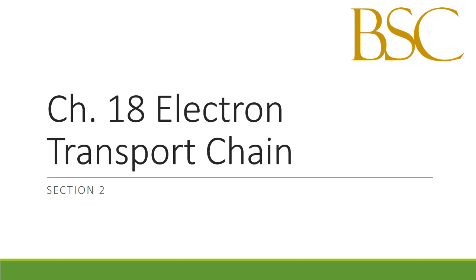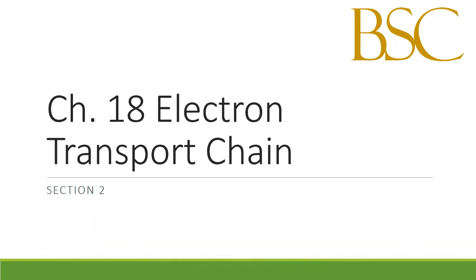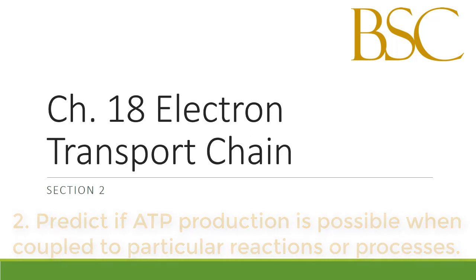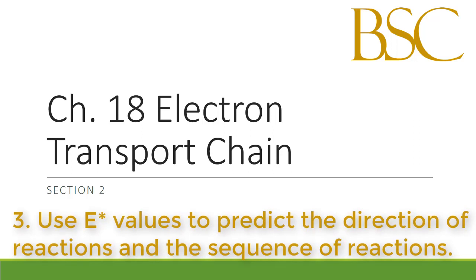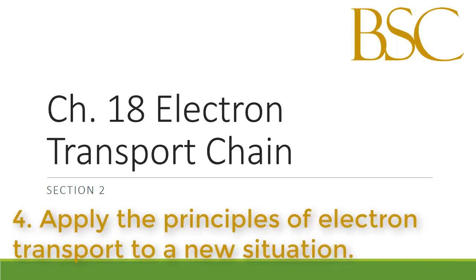In class, we will be working on activity S34, where we will apply the content of this lecture in order to identify the important roles that coenzymes and prosthetic groups play in biochemistry, predict if ATP production is possible when coupled to particular reactions or processes, use E° values to predict the direction of reactions and the sequence of reactions, and apply the principles of electron transport to a new situation.